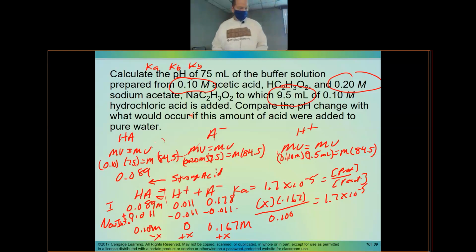And when you push the buttons, you get an X value of 1.0 times 10 to the minus 5. So that is equal to X. X is equal to your H plus concentration. And so you take the negative log of that and you have the pH. Well, I can do the negative log of that in my head. That is a perfect 5, 5.00.